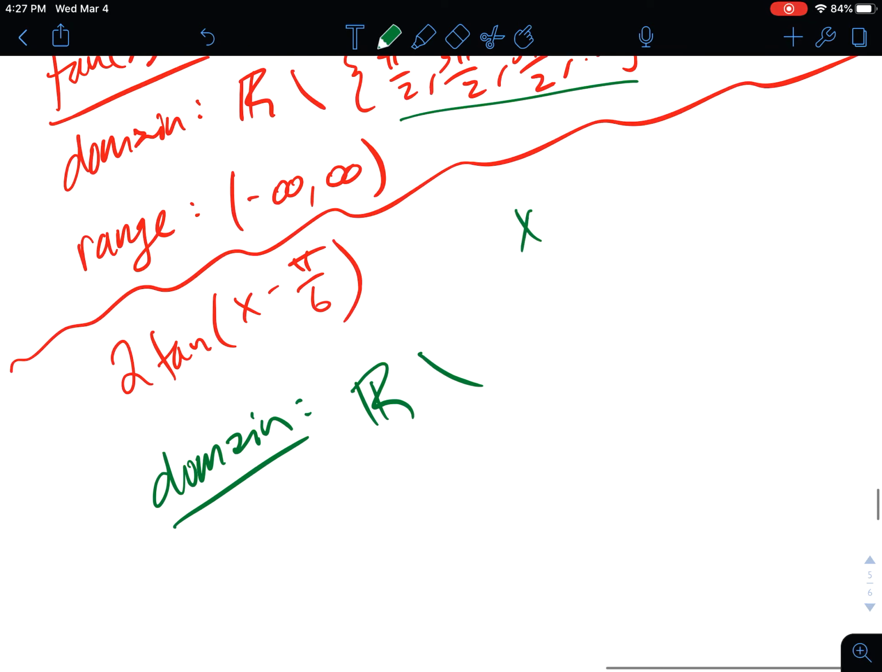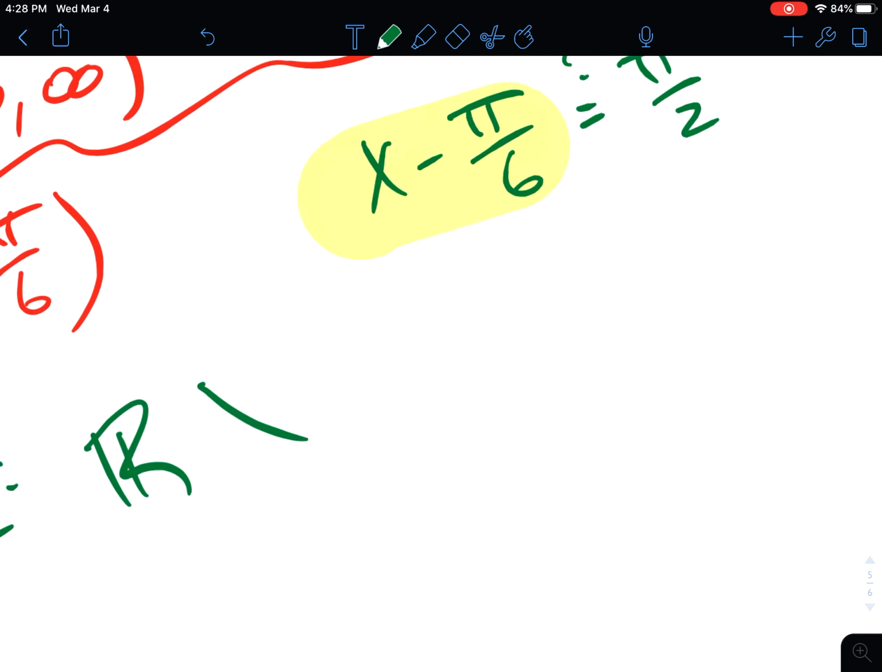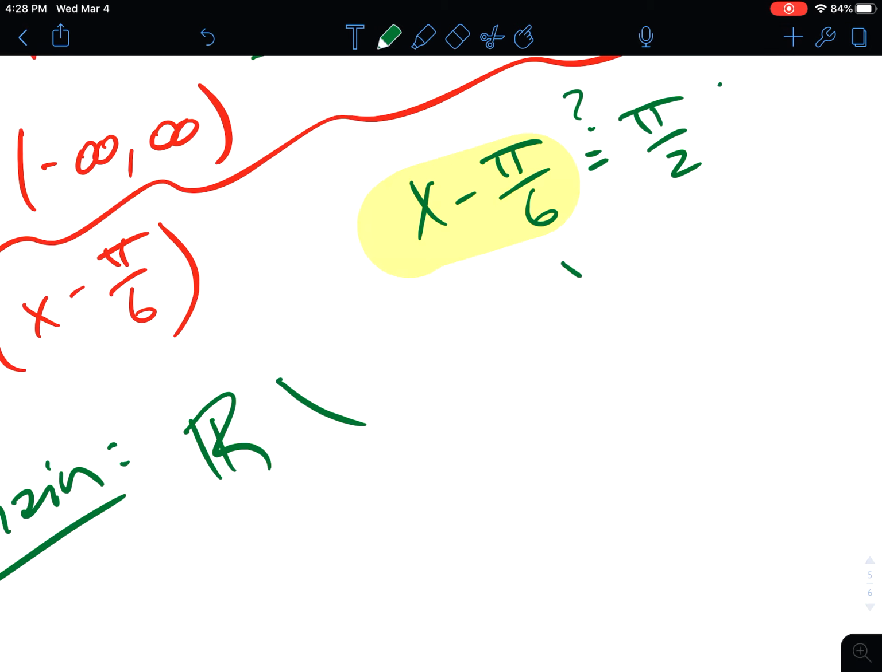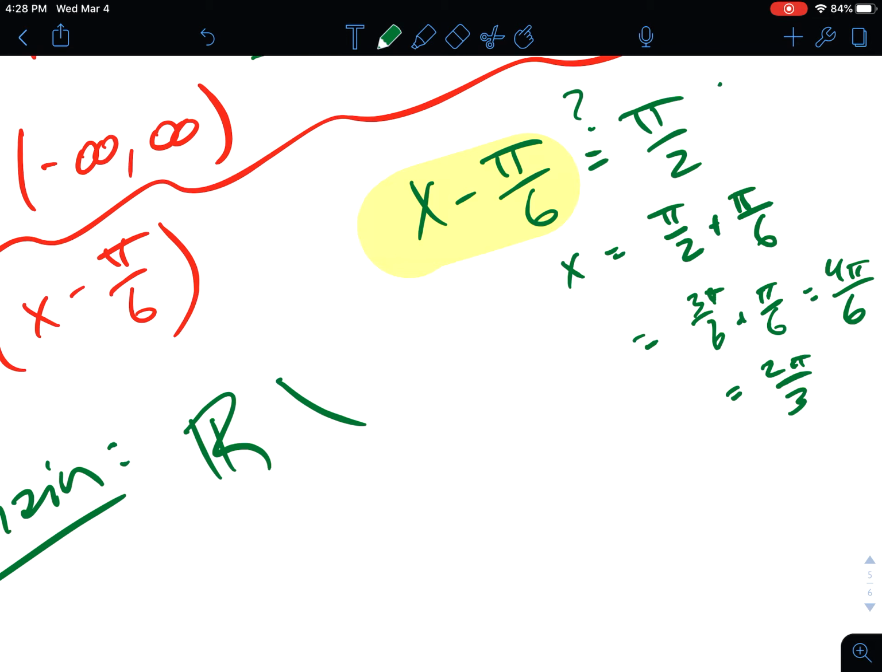But now we wonder, in what case will x minus pi over 6 be equal to pi over 2? When would this be the case? Because this quantity right here, if that were equal to pi over 2, then it would make it undefined. And so that means that tan will be undefined when x is equal to pi over 2 plus pi over 6, which is the same as 3 pi over 6 plus pi over 6, which is 4 pi over 6, which simplifies to 2 pi over 3.